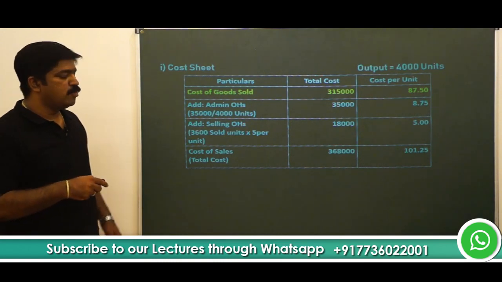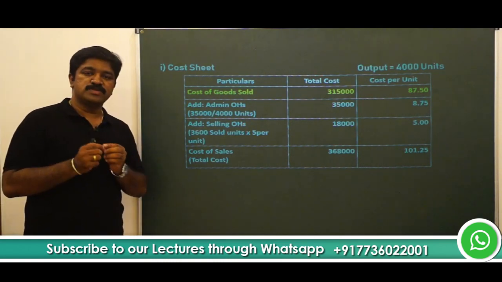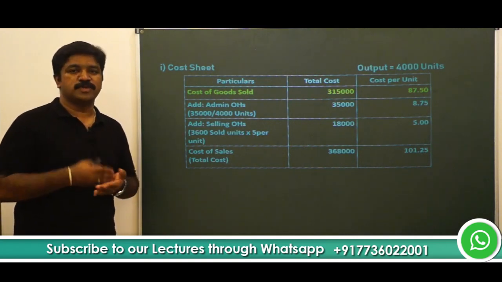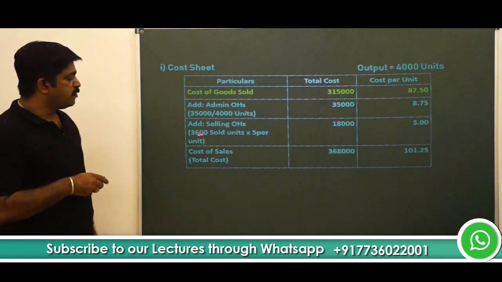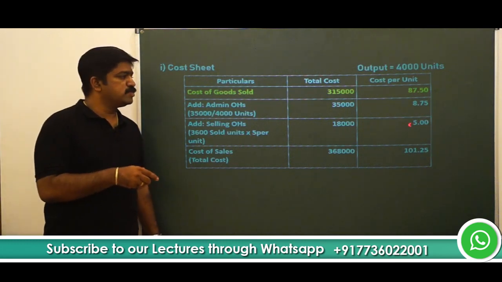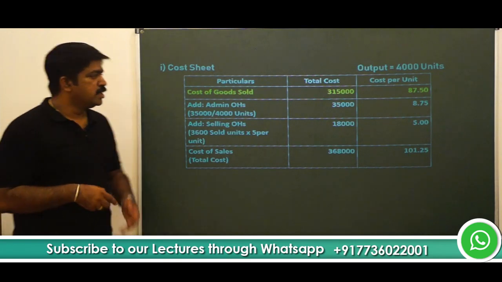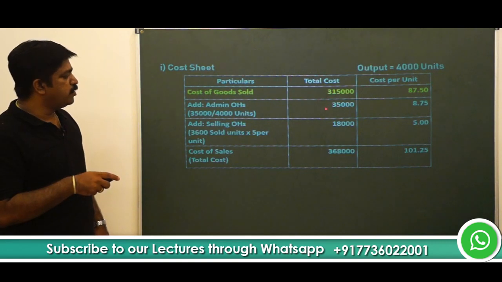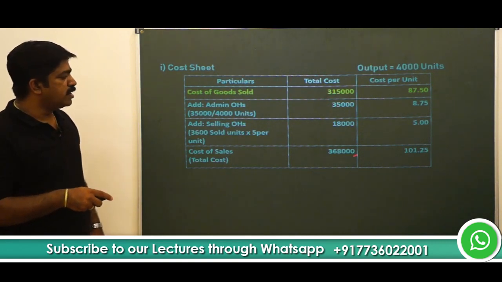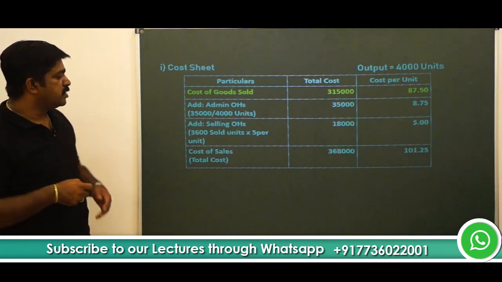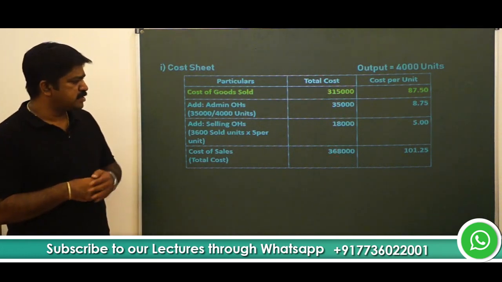See, add selling overheads, and in the question they have given you selling overhead cost per unit is rupees 5, and how many units are sold? Only 3,600 units are sold. So we have to take 3,600 multiplied by 5 per unit, which is 18,000, and of course this 5 is directly given in the question. So with this cost of goods sold 3,15,000, if you add admin overheads and selling overheads, you are going to get the cost of sales, which is 3,68,000. 3,68,000 is the cost of sales.